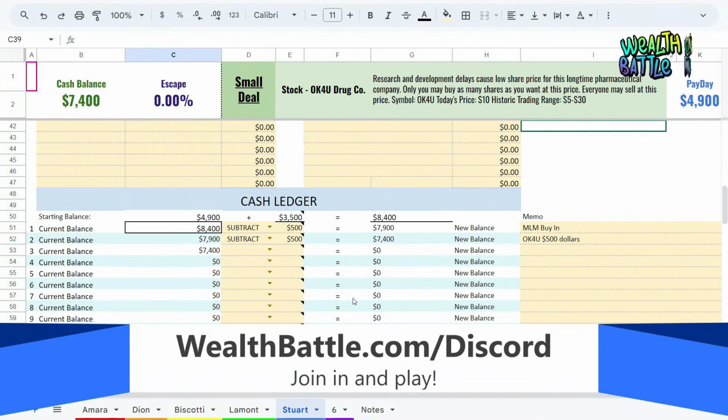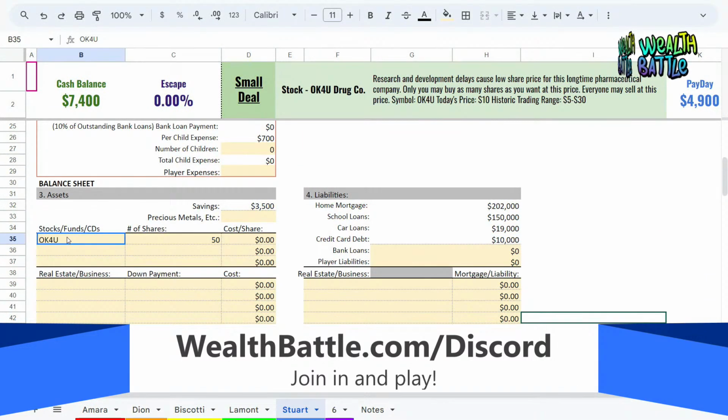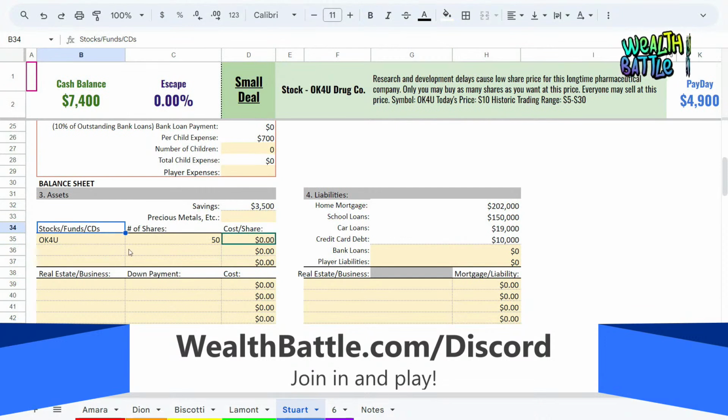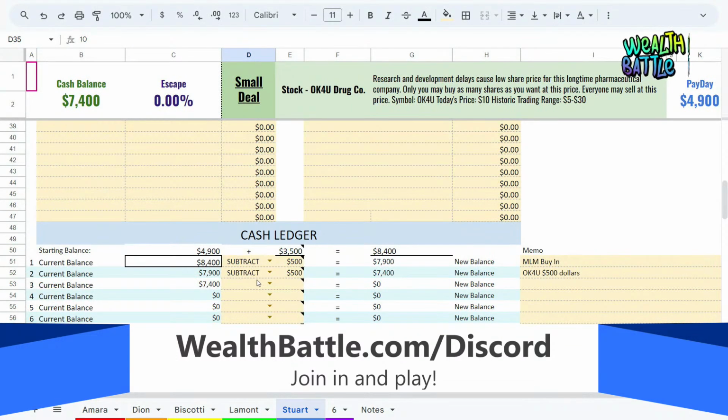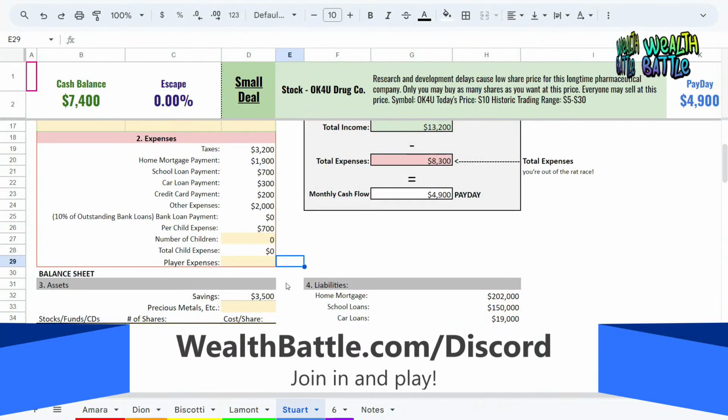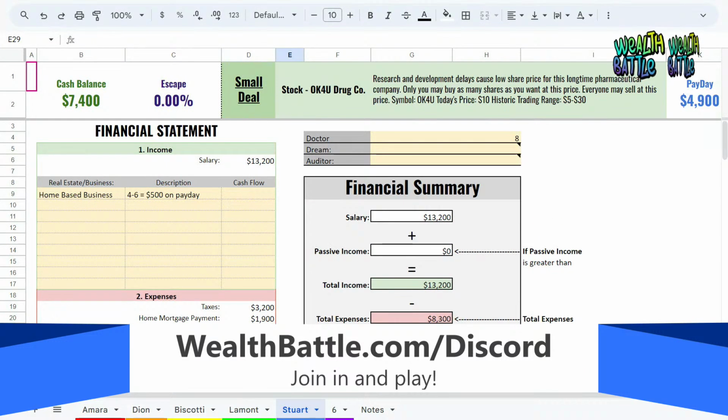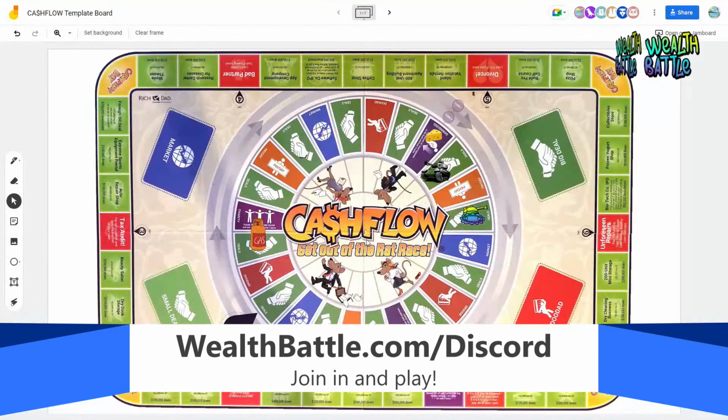Okay, now in the balance sheet, there's a section for stocks, funds, and CDs. Oh, you're so ahead of it. He's already got number of shares at $50 per share, $10. He nailed it. We threw him in the deep end and he just swam. He just started swimming. We didn't know he had that kind of power. He's unstoppable. Well done.